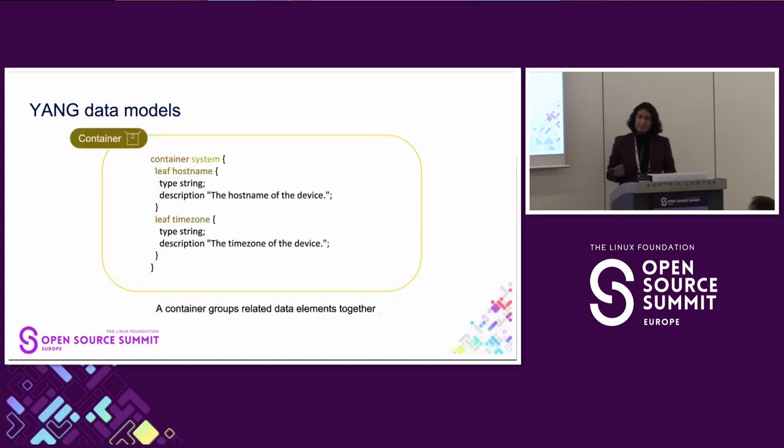And last but not least, we have the containers. Containers are nothing but a logical grouping of all these different entities. They help us to make sense out of all these different components. And we can have different kinds of leaves, different kinds of elements in there. For example, this one is a definition of a system, whatever system, right? Could be a server, whatever that may be. So the systems will have a host name and a time zone. And we can have a system here, another system somewhere else. It's just like a grouping of sorts, right?